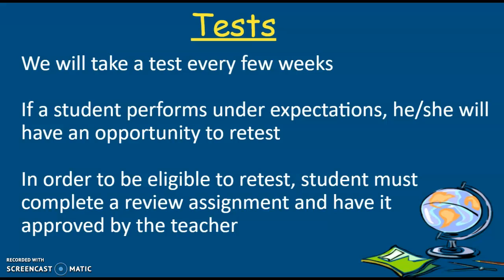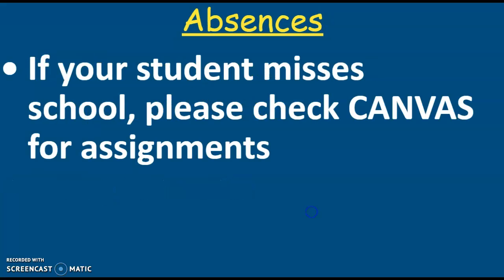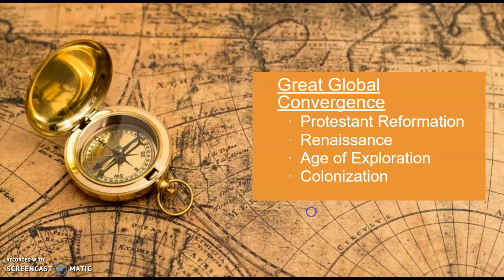If your student performs below expectations, he or she will have an opportunity to retest in order to get a higher score. In order to be eligible for retesting, the student must complete a review assignment and have it approved by the teacher. As far as homework in social studies, we will not have a lot this year. Most of their homework will just be to finish assignments that are not completed in class, as well as study for tests. If your student has to miss school this year, please check our Canvas pages for any assignments. And then if you have questions, please email your child's teacher.